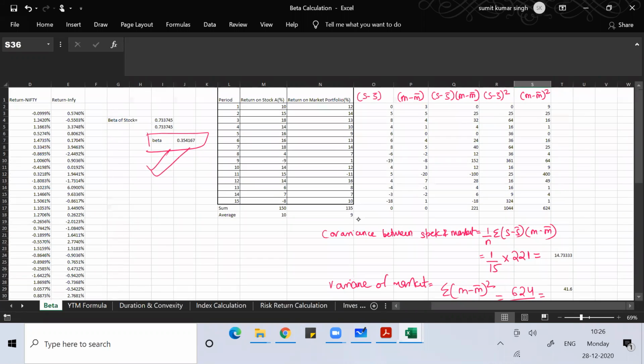Clear, everyone? If you use another formula also, you'll get the same answer. It doesn't matter whichever formula you use, every formula will give you the same answer. Any doubt? I'll send you this Excel sheet. If you want, you can simply copy the data from this.